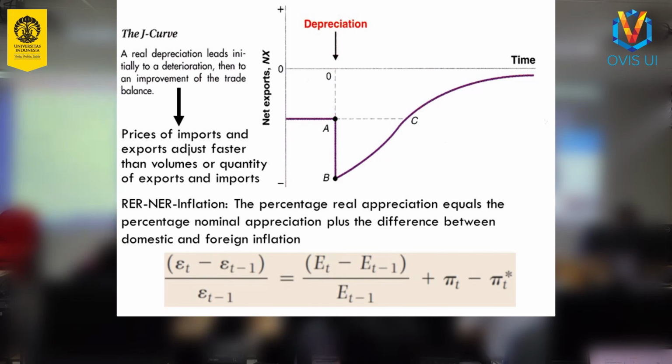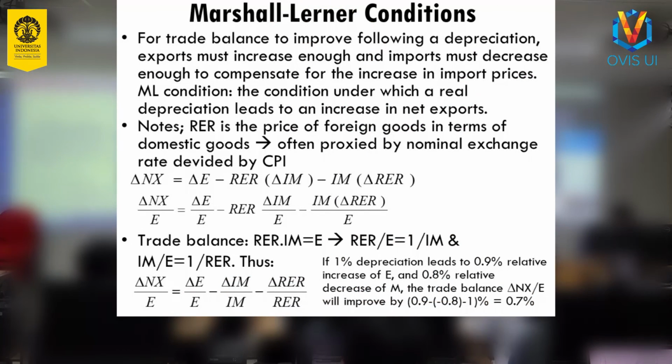So there is a condition which says that if you depreciate your currency and then you improve your trade deficit, that condition is called the Marshall-Lerner condition. So this is the Marshall-Lerner condition. So essentially, what it says is that if there is a currency depreciation, if you meet the Marshall-Lerner condition, then your trade balance will improve. Okay?